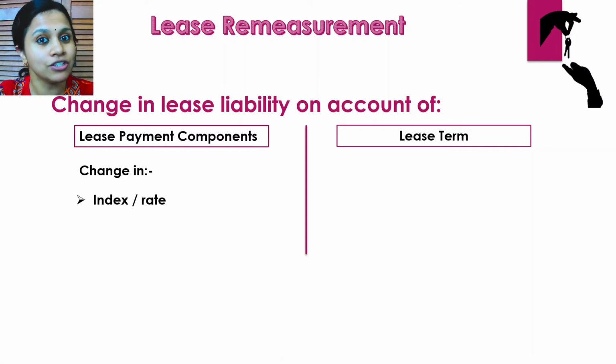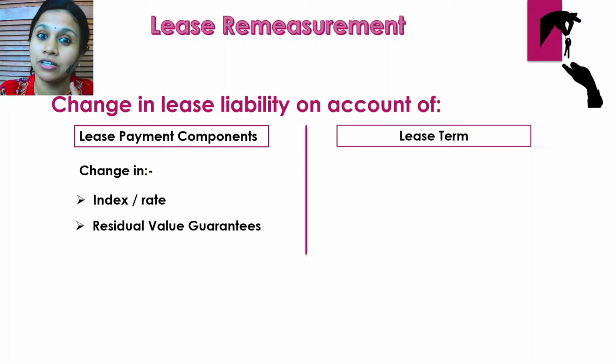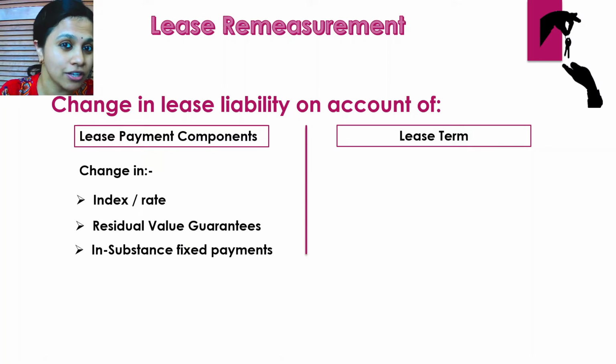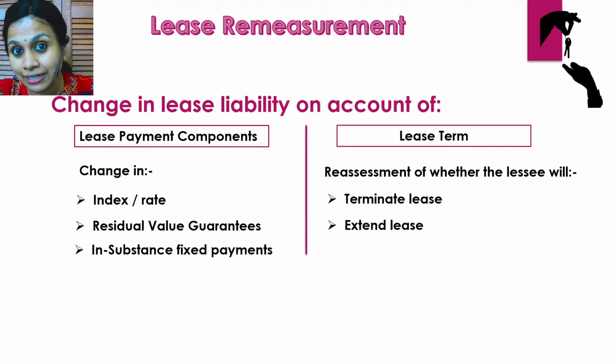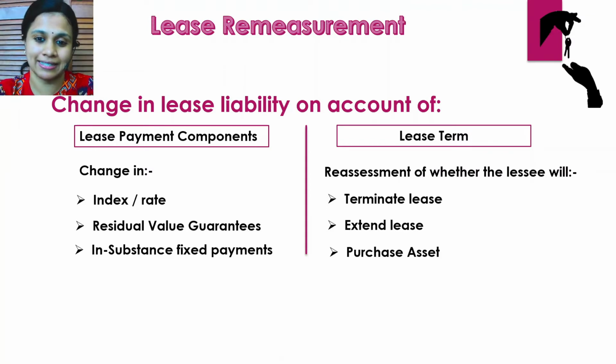Under lease payment components, what can change? One, there could be a change in the assumption on the index or rate on which the variable payments are dependent on. Second, it could be a change in the residual value guarantees. And third, there could be a change in the nature of payment from variable payments to, in substance, fixed payments. Now, what are the assumptions that can change under lease term? Under lease term, the lessee may change his original stand with regard to the option to terminate the lease, extend the lease, or purchase the asset.